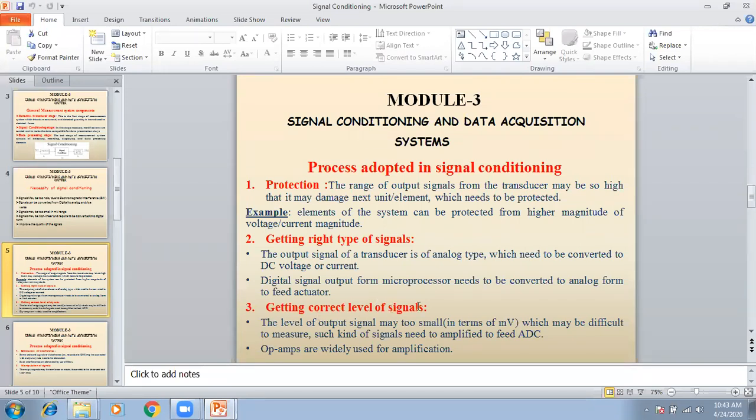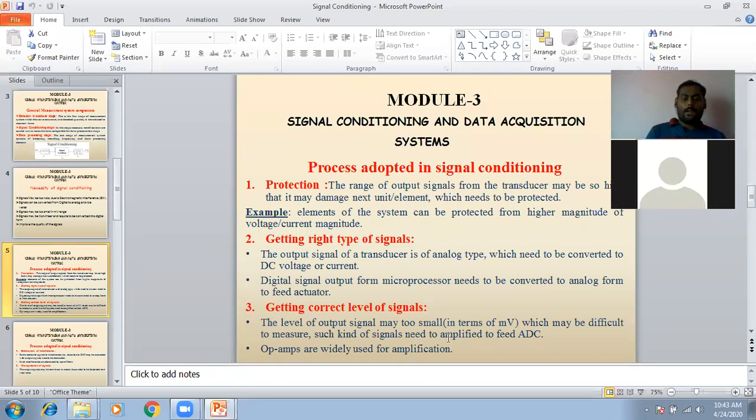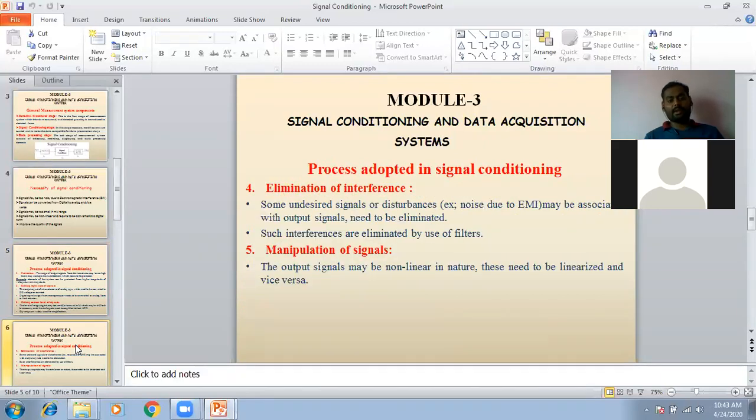Again, the next processing element is getting the correct level of the signal or not. Sometimes the signals I am getting are in terms of millivolts, which may be very difficult to measure. In those cases, the signals need to be amplified to feed the analog to digital converter, right? For the amplification, you know that op amps are widely used. So these are three processes, and another process adopted in signal conditioning is the elimination of interference, right?